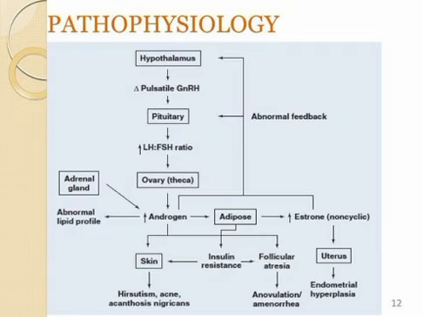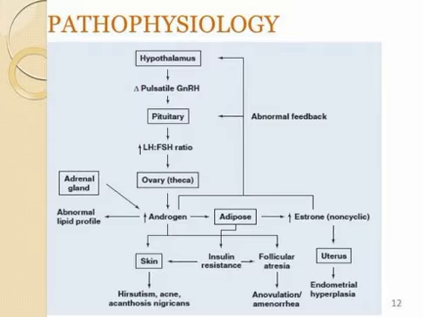If there is an increase in the androgen levels in the ovaries, sometimes there will be an increase in the estrogen and progesterone levels. It may lead to menstruation. Sometimes it may have increased androgen levels or abnormal lipid profiles in the adrenal glands. It may lead to some skin conditions like hirsutism, acne, acanthosis nigricans, etc.